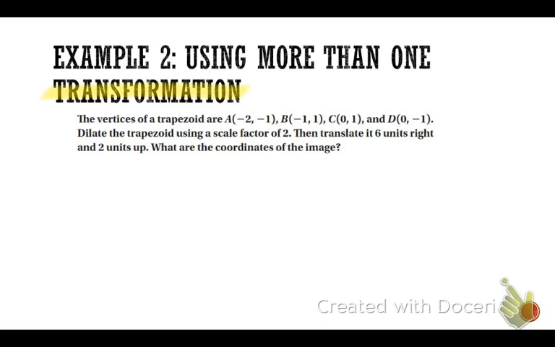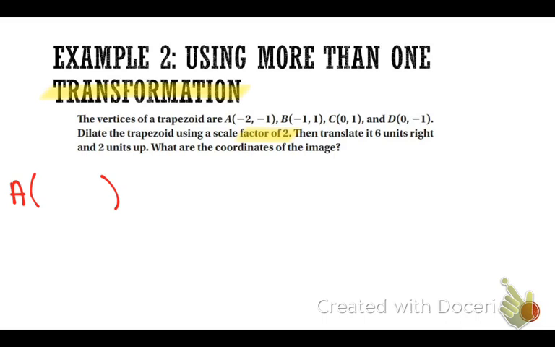So just read the instructions. Dilate the trapezoid using a scale factor of 2. Right there, I know what I'm doing to my x and y values. If it's more than 1, I know that it's an enlargement. If it's less than 1, I know it's a reduction, but either way, I'm multiplying by that value. Okay? So I want you to write your new A values. Let's just do A. Just do A.